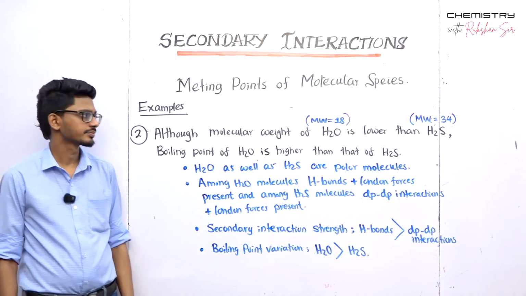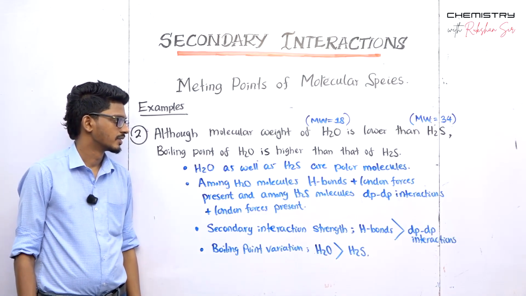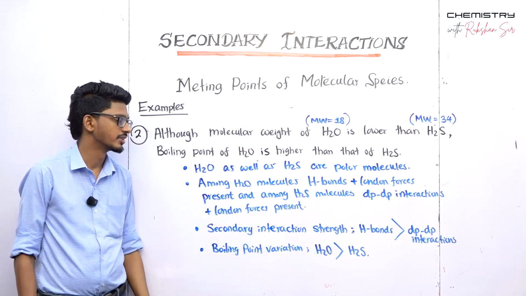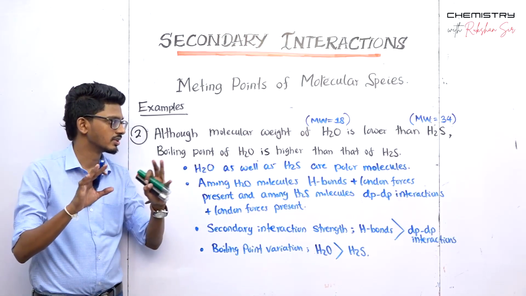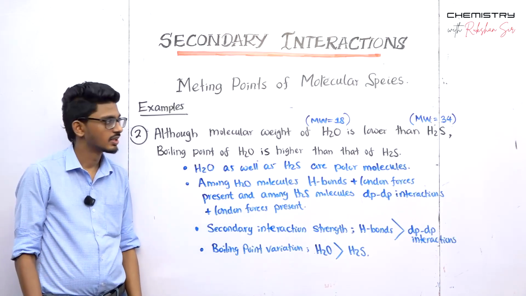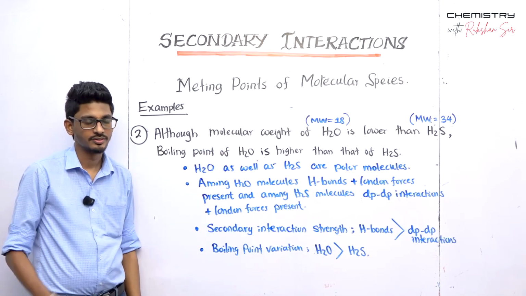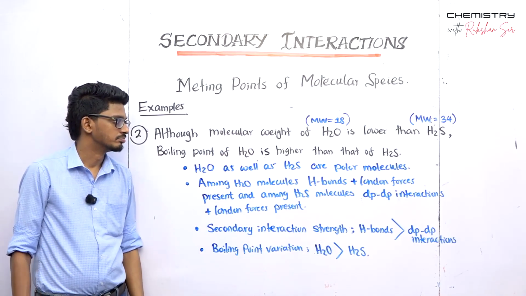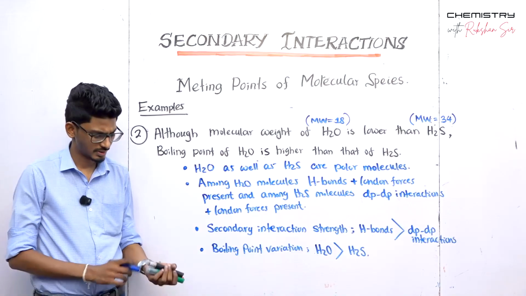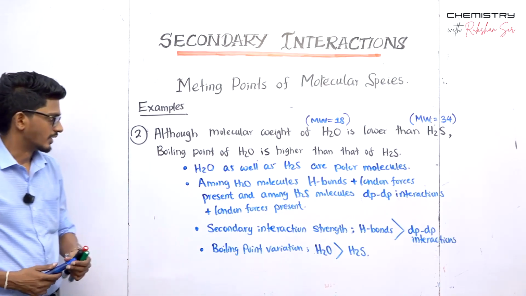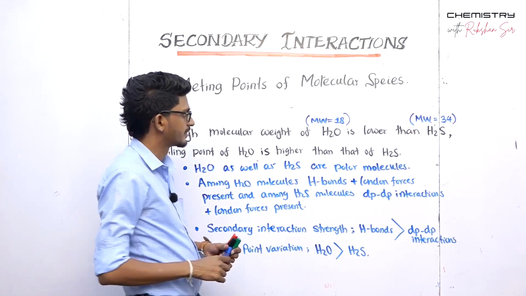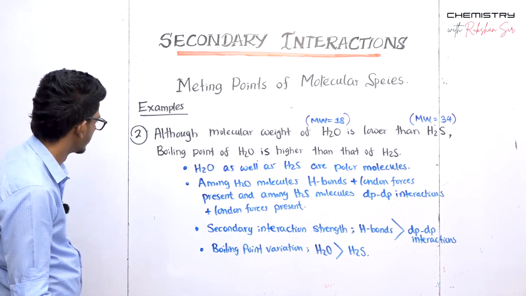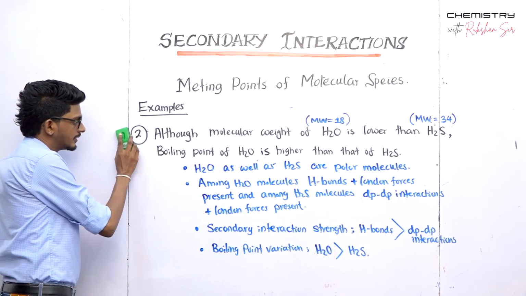Right now, this conclusion was made because the molecular weight difference is not that much. So we can take the molecular weights as closely similar, so that the strength of second interactions will decide the melting points. Right? Okay. Let's come up with another example.